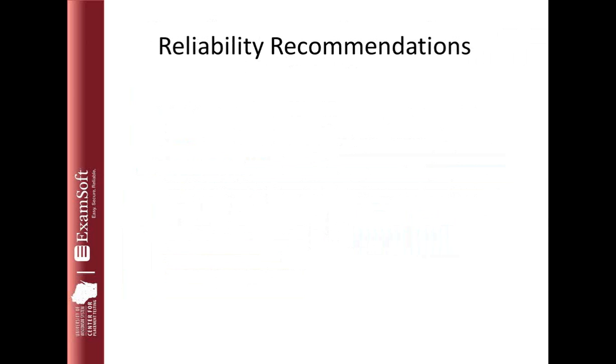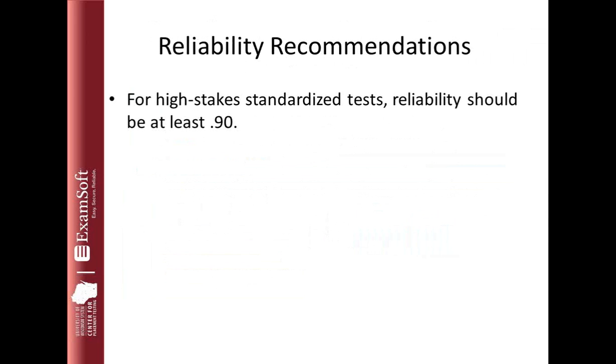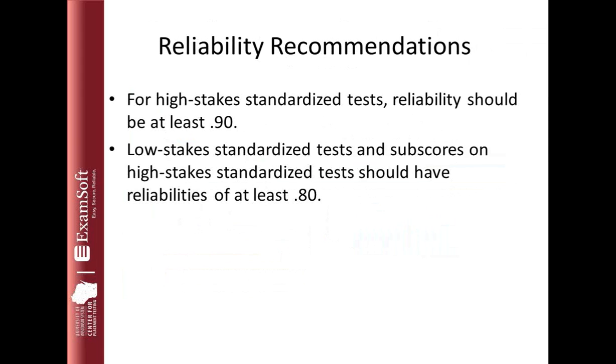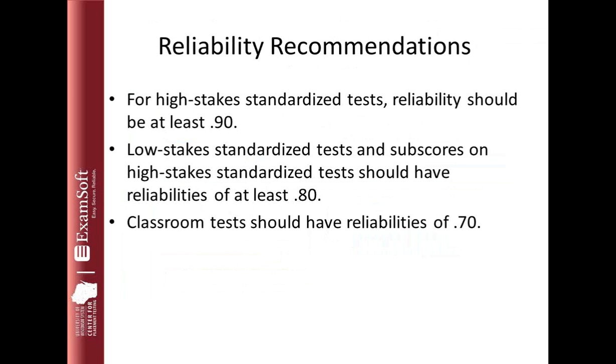They want to know how reliable my test should be. Some guidelines that we offer are that for high-stakes, standardized tests, you want your reliability levels to be at least 0.9. For standardized tests that are considered low stakes, and subscores on high-stakes standardized tests, we want reliabilities to be at least 0.8. And for classroom tests, we want our tests to have reliability of 0.7 or higher.